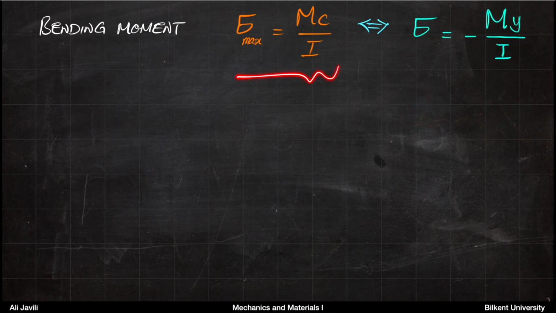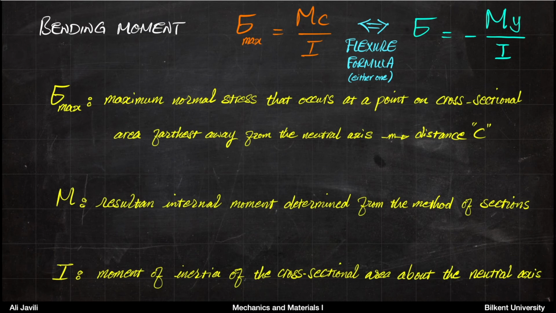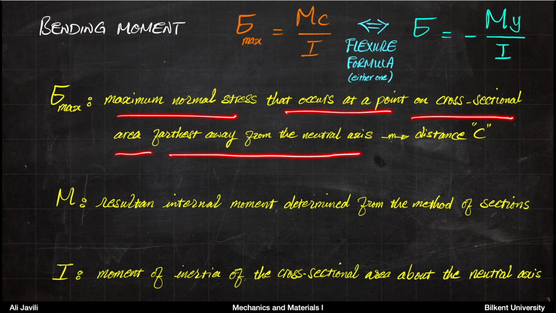So whether you look at the left formula or right formula, either of them we usually call the Flexure formula, and that is the relationship between stress and bending moment. This slide summarizes everything that we learned so far. We have our Flexure formula. In this formula, sigma max is the maximum normal stress that occurs at a point on the cross-sectional area farthest away from the neutral axis, and that would be distance C.